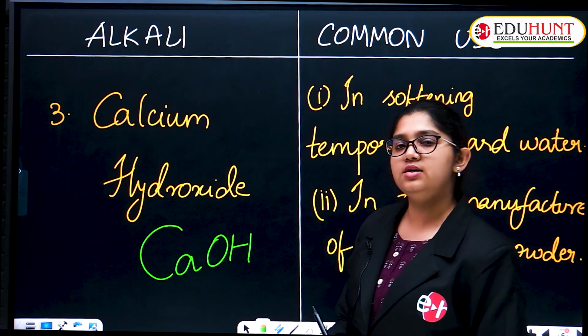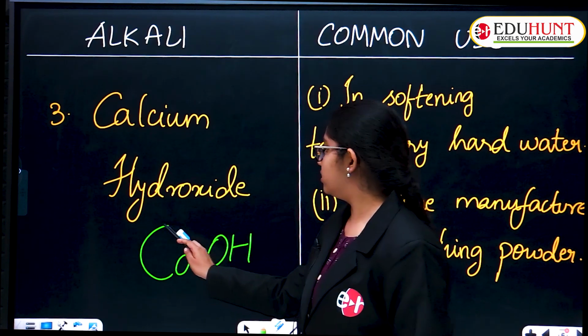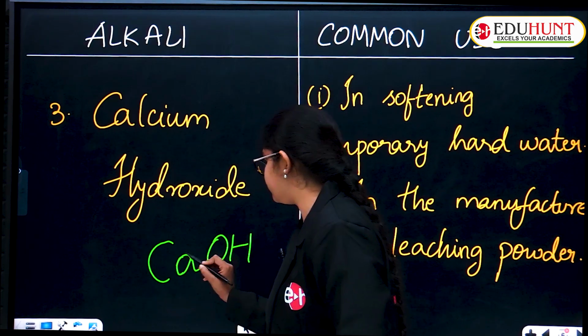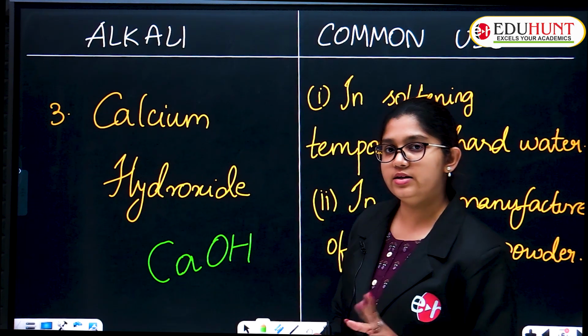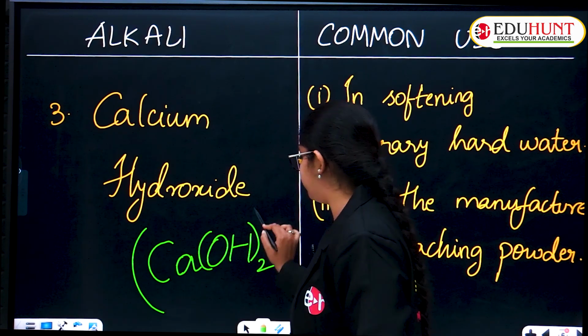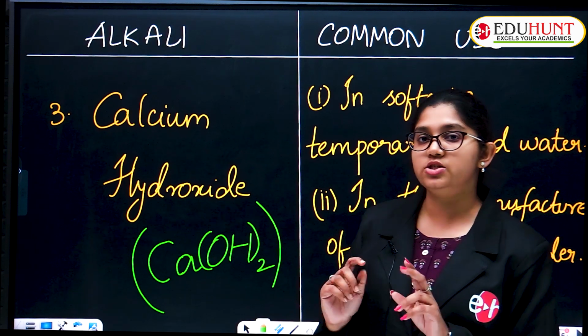What about the calcium valency? Calcium belongs to group 2, no? So what do we have to write? OH will be twice. Yes, OH twice. This is the formula for calcium hydroxide, Ca(OH)2.